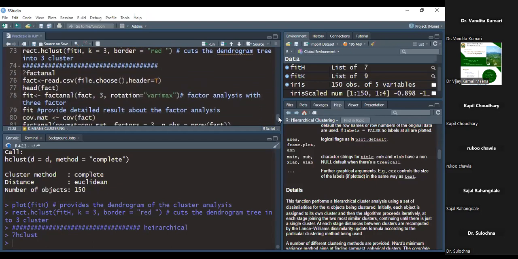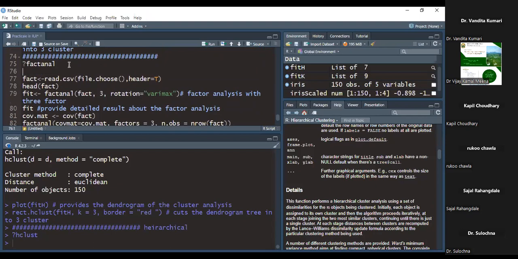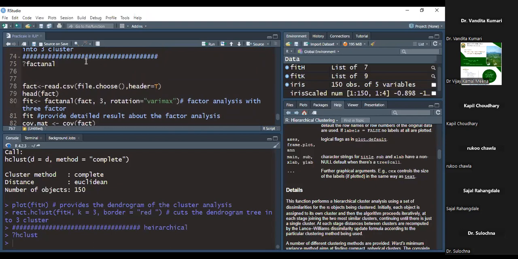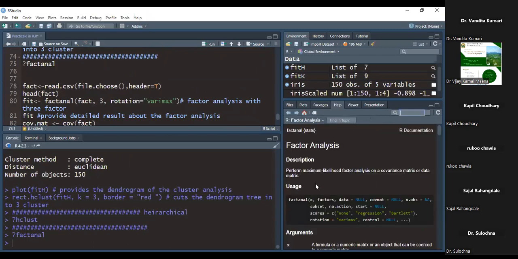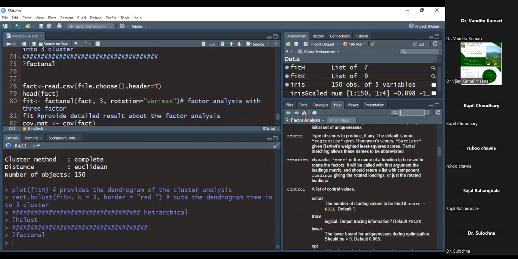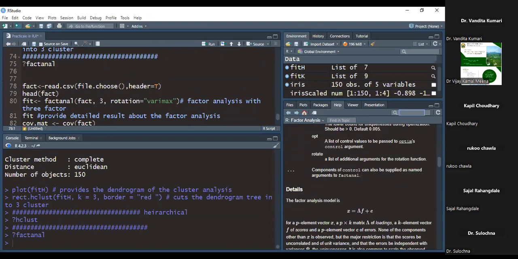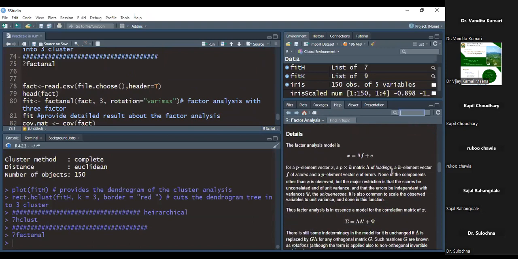Okay. So factor analysis is performed using the function factanal. Let's see what is factanal. Question mark factanal. It is showing a description of the factor analysis, how it is performed and what it is. It is based on a model X is so and so. Here lambda is the loading, and k elements of F are scores, and p elements, and so on. You can go into the description of it.